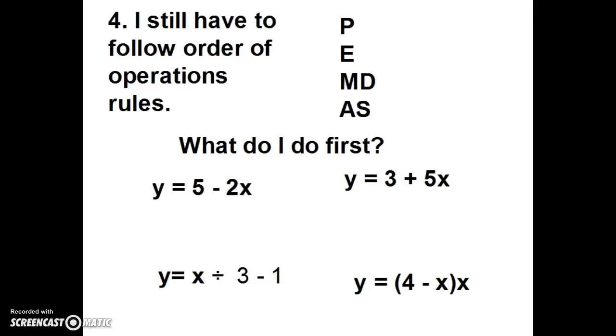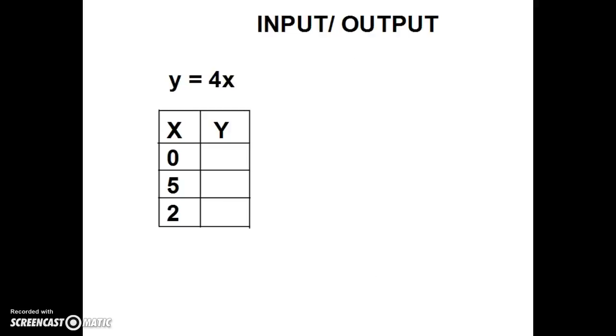Another thing, I still have to follow order of operation rules. Please excuse my dear Aunt Sally. So what do I do first in each of these cases? I got 5 minus 2x. I'm doing the 2 times x first. Y equals 3 plus 5x. I'm doing the 5x first because that's 5 times x. X divided by 3 minus 1. Division comes before subtracting. Y equals 4 minus x times x. I got parentheses, so I'm doing it first. And after I get that, I'm going to multiply it times x.